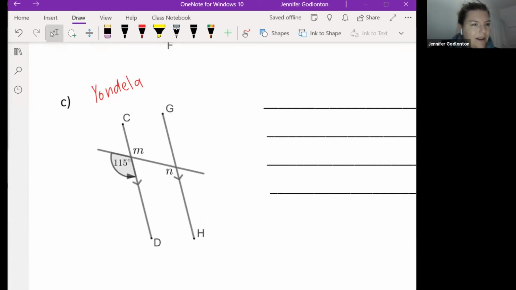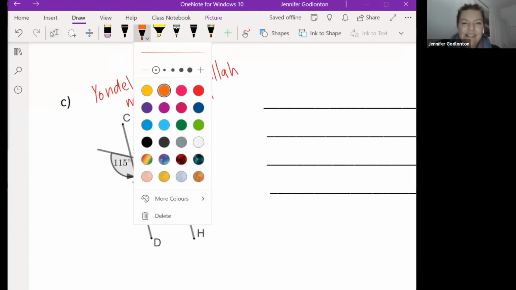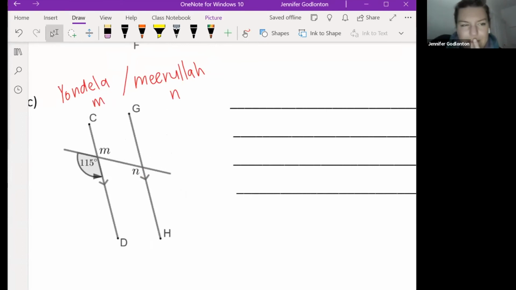No, Marula and Yondela had their hand up first. But you know what we can do? We can do a mix here. So Yondela, you can find M for me, and Marula, you can find N for me. Spreading the love. Well done. Mugalo, we want to hear from you. Soliche, we haven't heard from you.